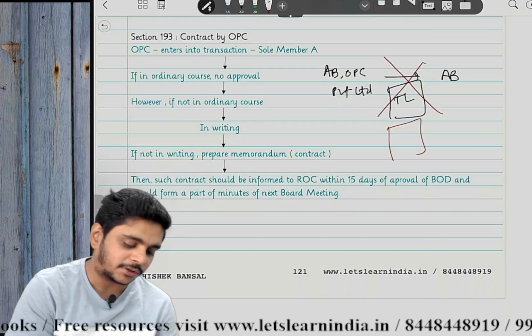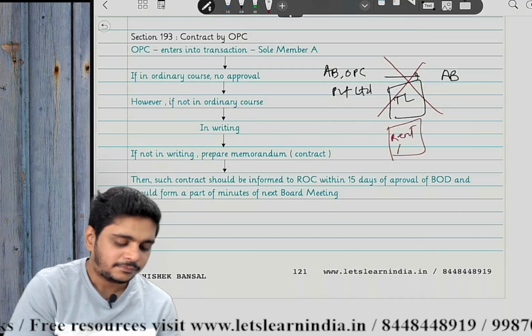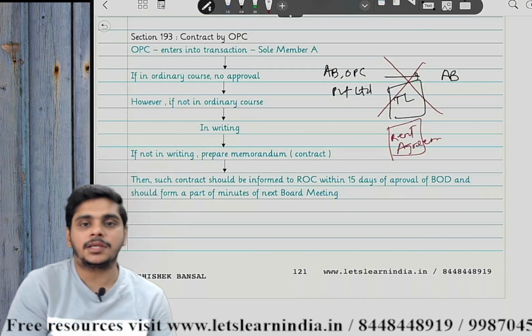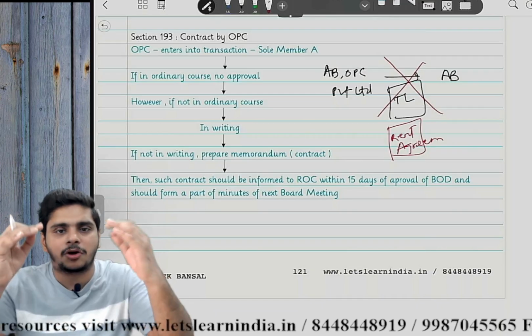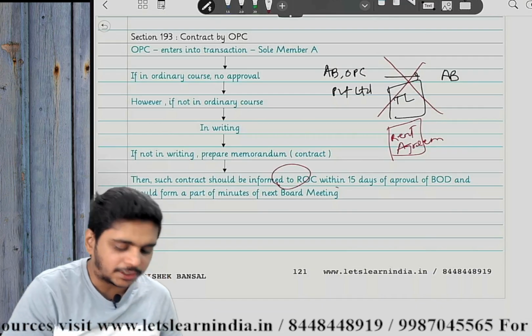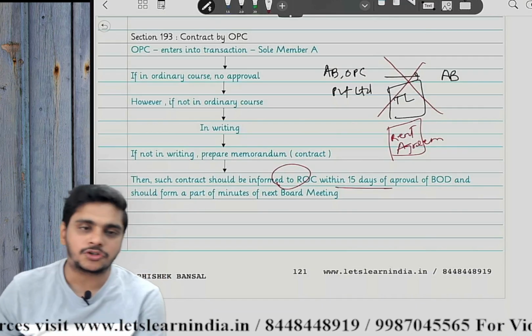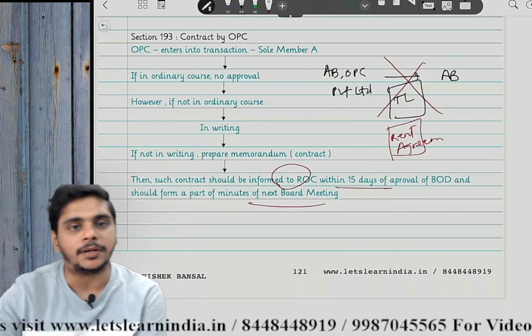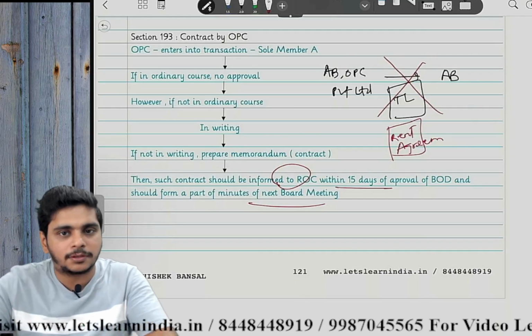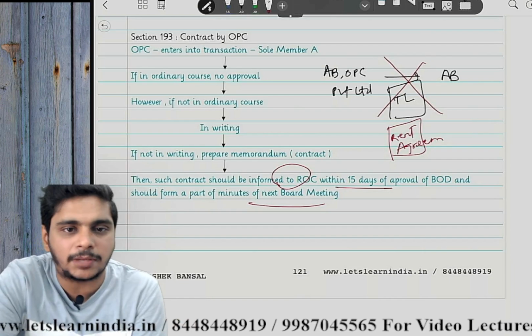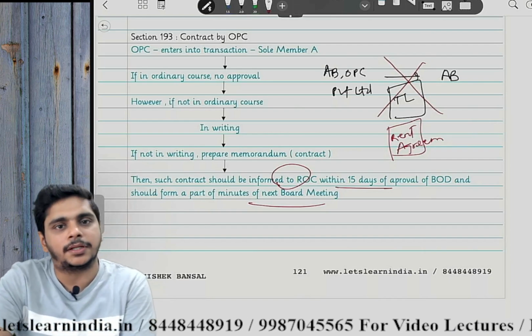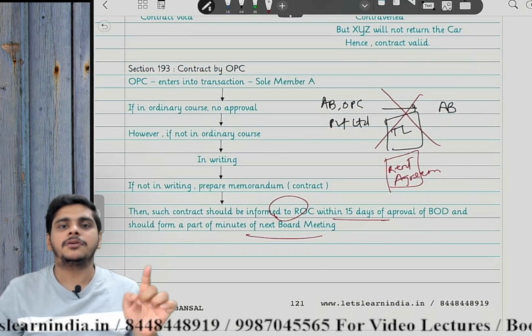Imagine if they get into a rent agreement. So AB is giving his property to the company. If they get into a rent agreement, a copy of this rent agreement should be informed to ROC within 15 days of approval of board and should form part of minutes of the next board meeting. So you need to present it to the board. Board will approve it, inform it to ROC within 15 days of the approval of board, and it shall be made part of minutes of the next board meeting. So this is section 193 OPC.